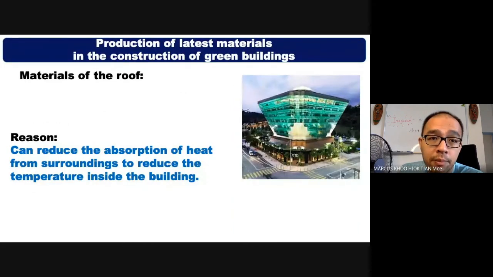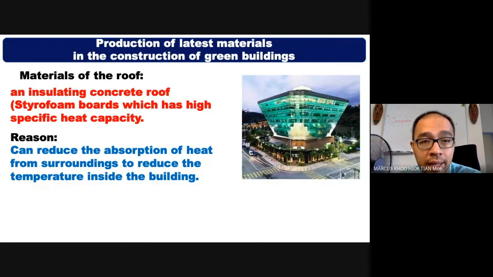Production of the latest materials in the construction of roof building. So this building looks quite similar to our Surya Sabah. We find that for the materials on the roof, we want to use an insulating concrete roof, styrofoam boards, for example. They have high specific heat capacity, so the material of the roof takes a very long time to become hotter. After a while, you will find that the same few words are going to be said. High specific capacity, long time to get hotter. Low specific capacity, faster to get hotter.